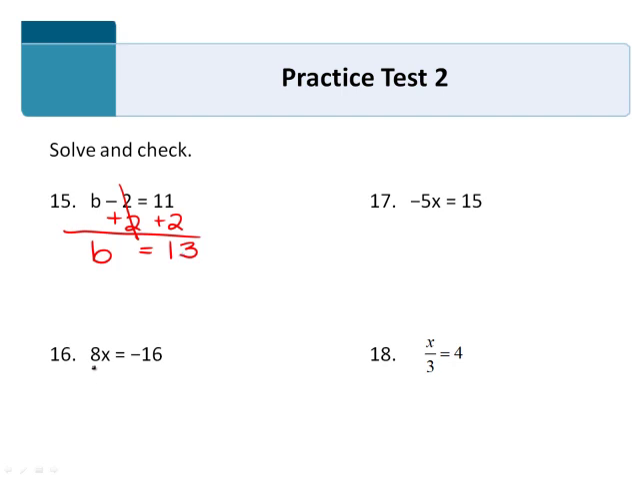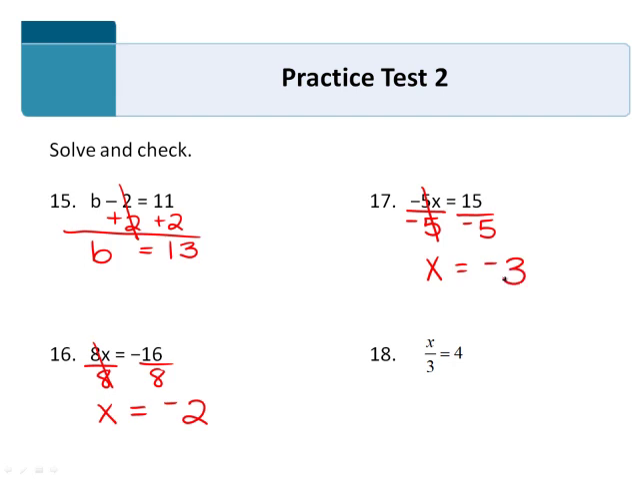All right, 16 now. Look at the operation. It's changed. 8 times x equals negative 16. So since that's multiplication, remember you have to use division. So the 8's cancel when you divide by 8, and x equals negative 2. Okay? Number 17, negative 5x equals 15. So once again, it's multiplication. So I have to use division. Divide by negative 5 on both sides. So the negative 5's cancel, and x equals negative 3.